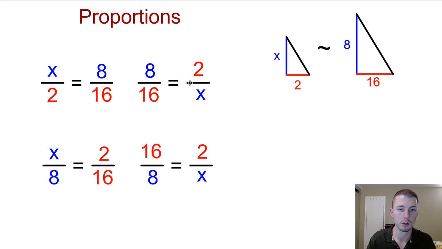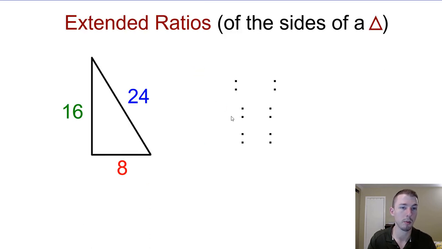So let's see what this would be. This is wrong, by the way. So 8 goes to 16, just as 2 goes to x. Yeah, that would be wrong, right? So we can't go 8 to 16, 2 to x. So basically, just make sure you line them up just like you think. It works, setting up proportions.